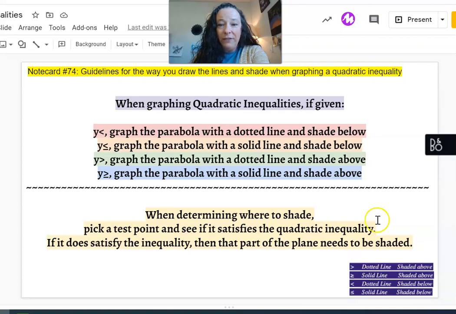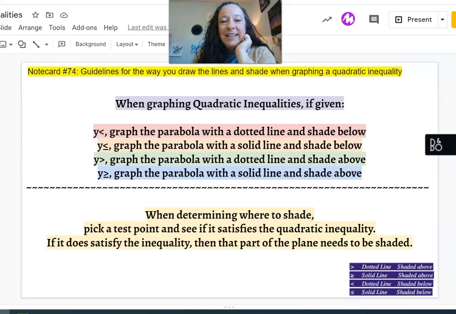Okay, so with note card 74, we know that if you have a less than or a less than or equal to, you're going to shade below. But if you have just the less than, it's going to be a dotted line. And if you have a less than or equal to, it's going to be a solid line. If you have a greater than or a greater than or equal to, you're going to shade above. And if you just have the greater than, it's going to be a dotted line. And if you have the greater than or equal to, it's going to be a solid line. When determining the shade, you're going to use a test point. All of this I'm going to explain when we do an example or 2 or 3 or 4.